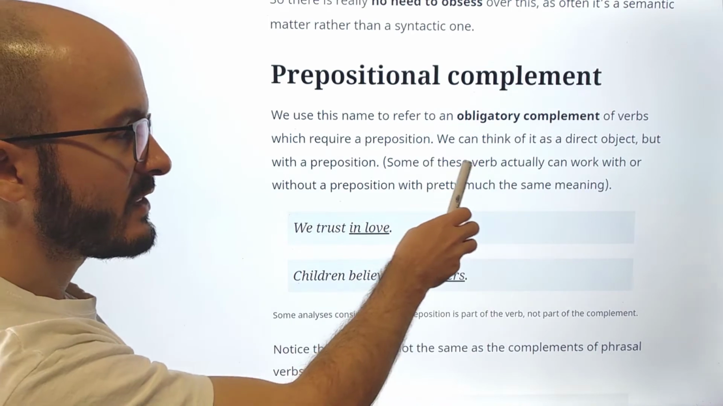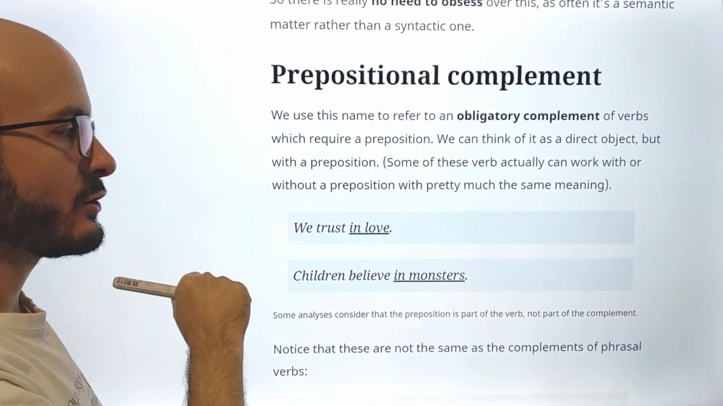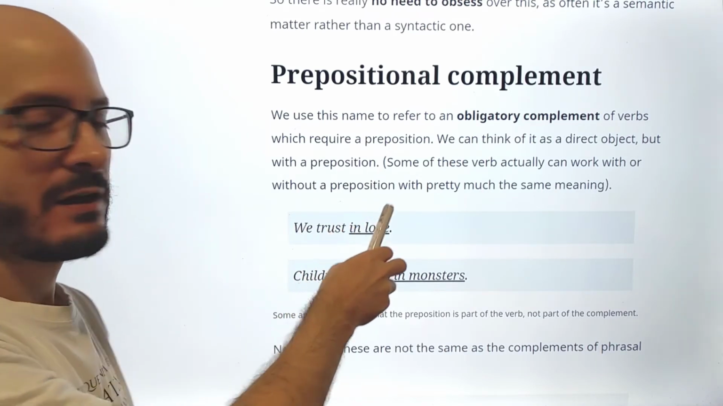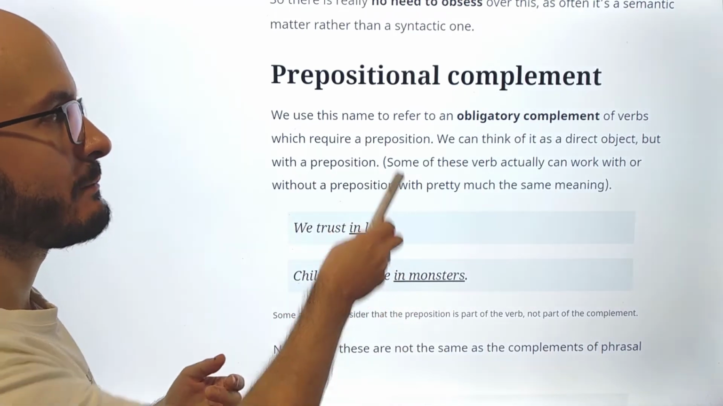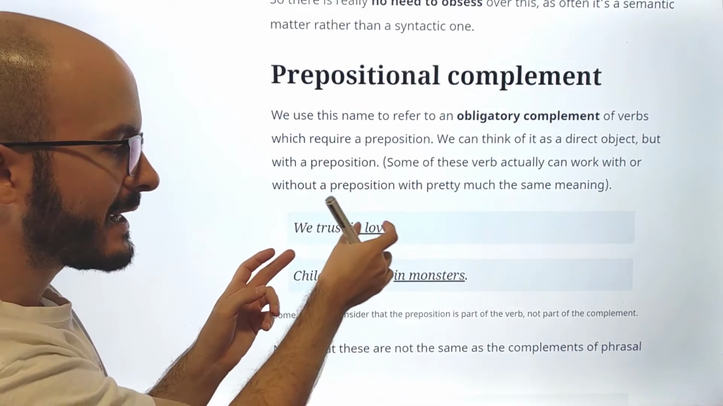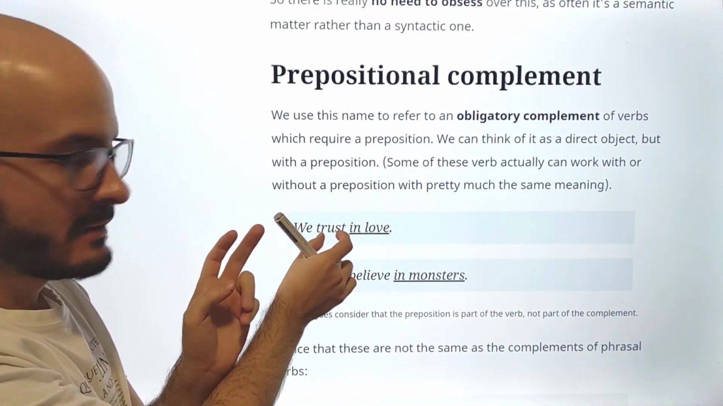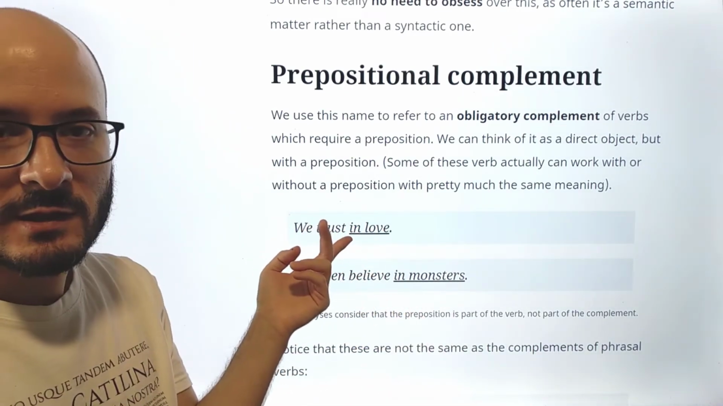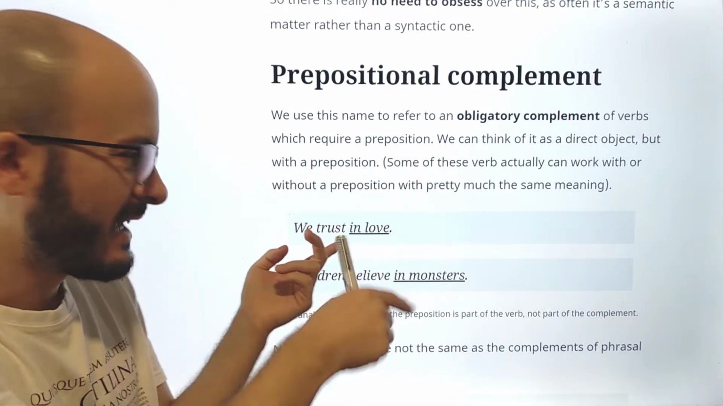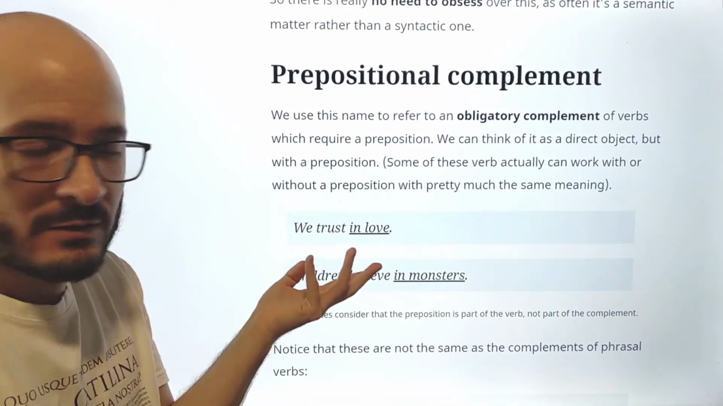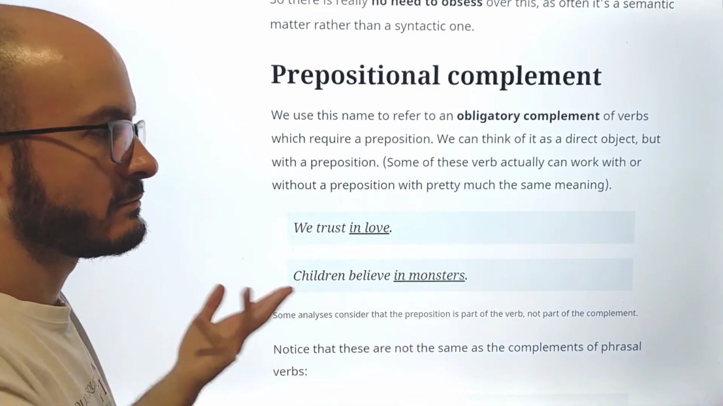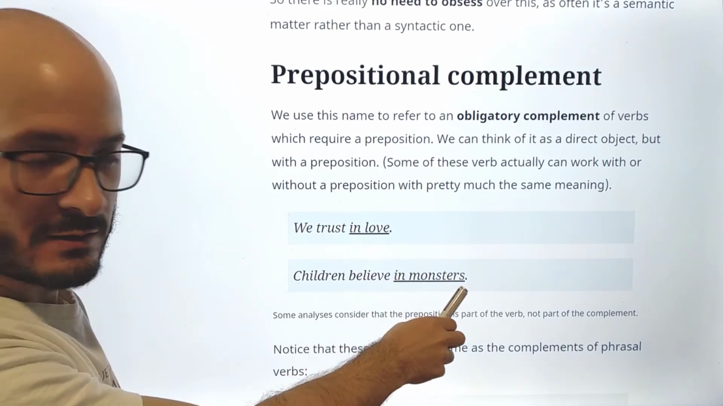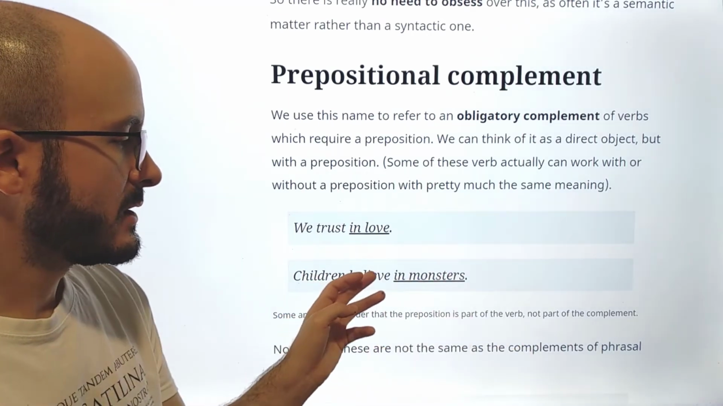Some of these verbs can actually work with or without a preposition with pretty much the same meaning, okay? So, we trust in love. Here "in love" would be a prepositional complement because it is the obligatory complement of trust, but with a preposition. But then, for example, we could also say, we trust you, and that would be direct object. And trust is pretty much the same verb. Then, children believe in monsters. Again, we could say, children believe you.